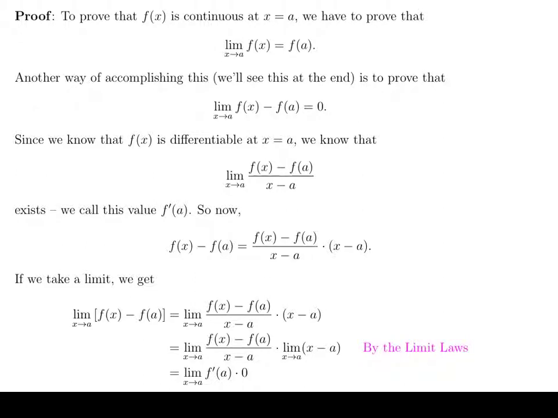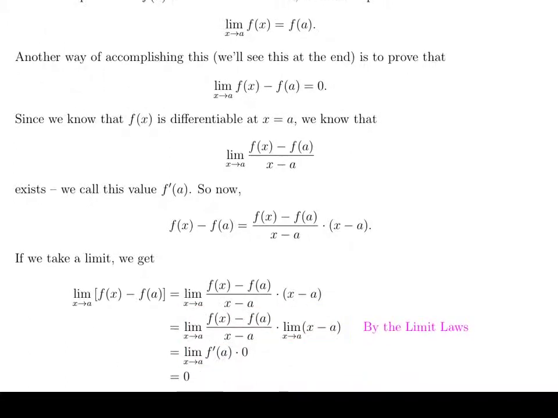The first limit exists because it's the definition of the derivative. You should recognize this entire limit here as being the definition of the derivative. The second limit exists simply because of the direct substitution property: it's a polynomial function, so we can just plug in x equals a. So we end up with 0.